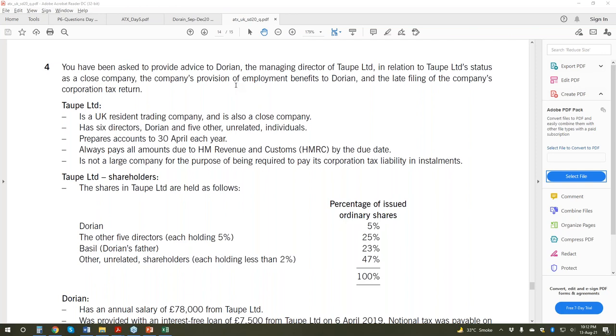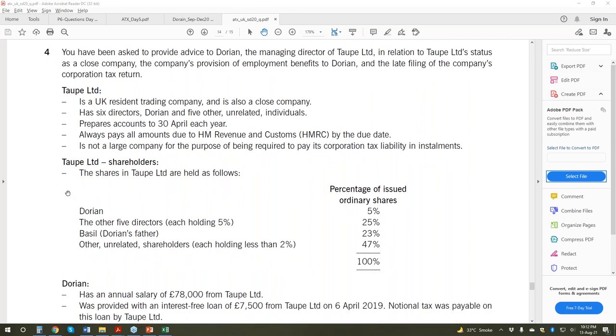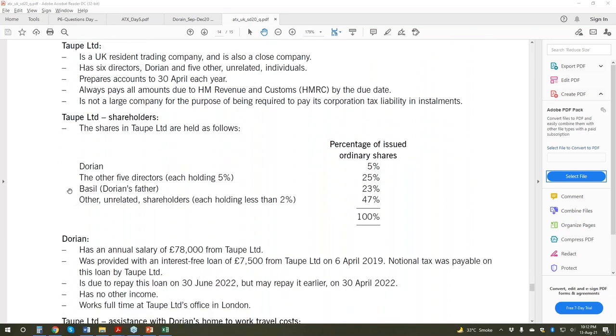Why is this important to mention for the examiner? Because the due date for the tax liability to be paid is different. For smaller companies, it is 9 months and 1 day, and for larger companies, it is in 4 equal instalments, with 3 being the payments on account and the last being the balancing payment. Now, the T Limited shareholdings will help us to determine whether the company is a closed company or not.